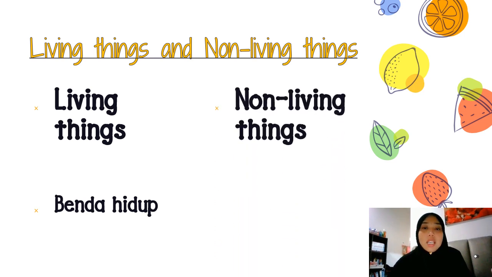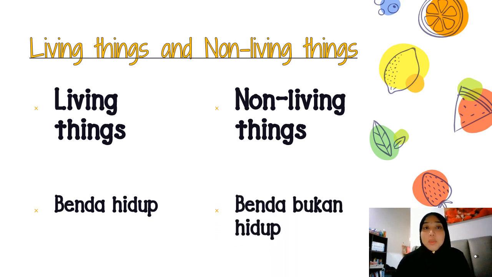Untuk non-living things ataupun benda bukan hidup ialah sesuatu objek yang langsung tidak boleh makan, tidak boleh minum, tidak boleh bergerak sendiri, tidak boleh bernafas, tidak boleh membiak atau beranak atau melahirkan anak, dan benda bukan hidup selalunya sesuatu objek yang di sekeliling kita yang kita guna. Okey, jom kita tengok contoh yang seterusnya. Let's take a look at the examples.